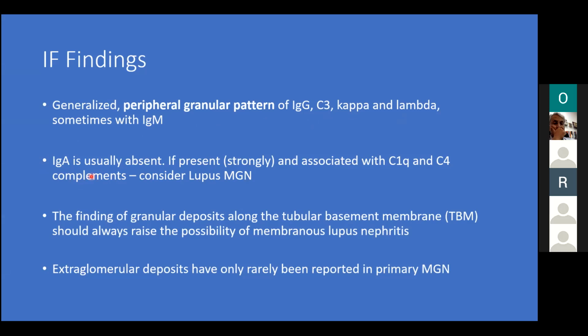If present, and if it is associated with C1q and C4, we should consider the possibility of lupus membranous nephropathy. The finding of granular deposits along the tubular basement membrane should also always raise the possibility of membranous lupus nephritis. And extraglomerular deposits, like deposits in the vessels and arteries, also suggest the possibility of secondary rather than primary membranous nephropathy.